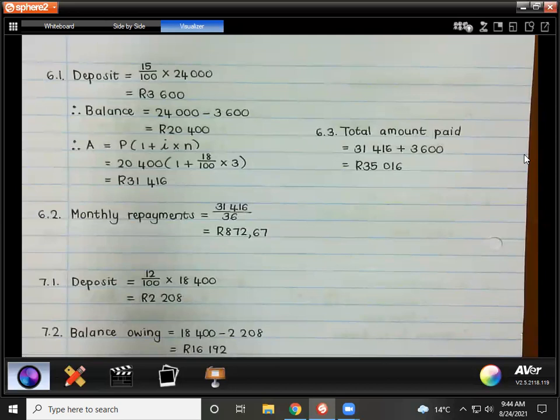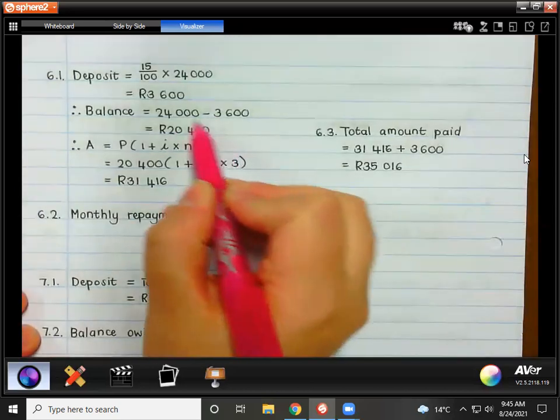Okay, for number 6, they said calculate the total amount of money that must be repaid on the loan. Now, guys, when you are doing a hire purchase question, you are essentially borrowing money. You're actually borrowing the item in a sense, because you haven't actually paid for it. So that loan amount, the amount that you're actually borrowing from the business, is this balance.